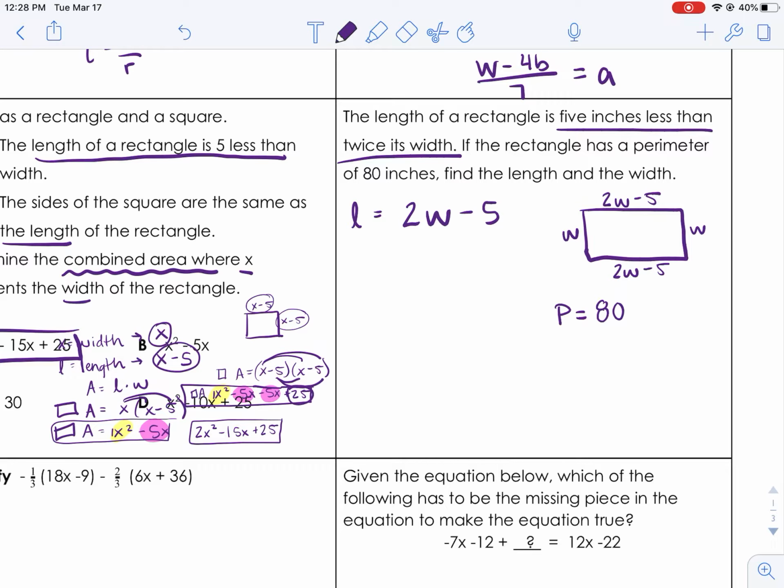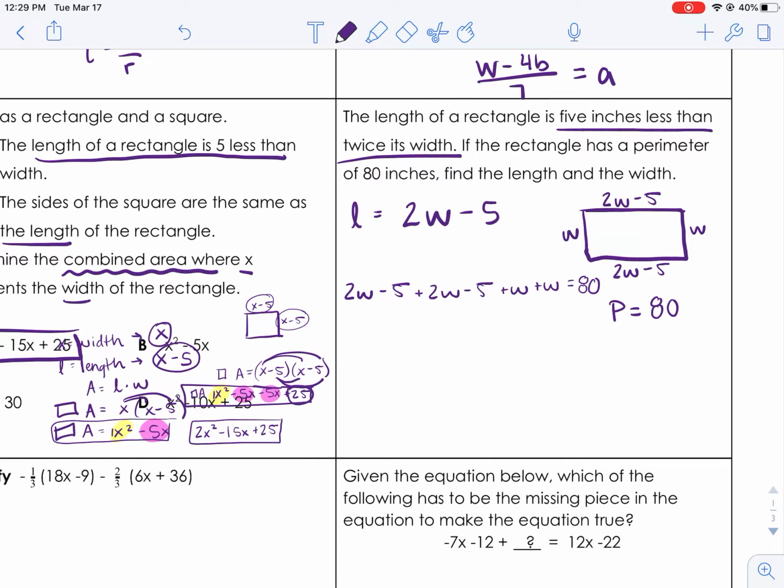So what I'm going to do is just set up an equation with everything that we know. So I know that we've got our length, and we're adding it twice because we have 2 lengths. So we can either add those or we can multiply one of those by 2. So I'm going to say that I've got 2w minus 5, 2w minus 5, plus w, all equals 80.